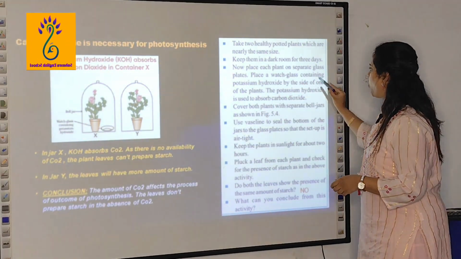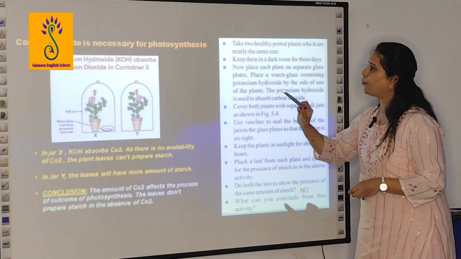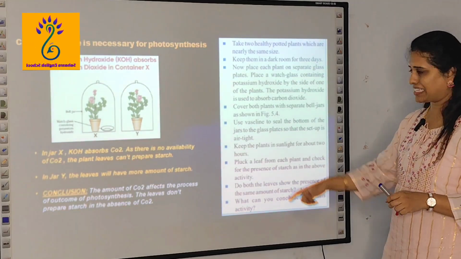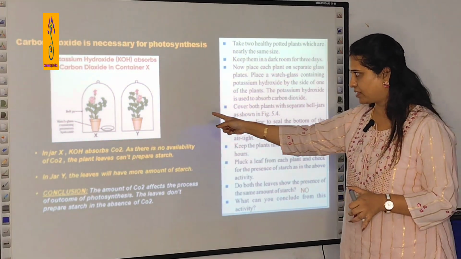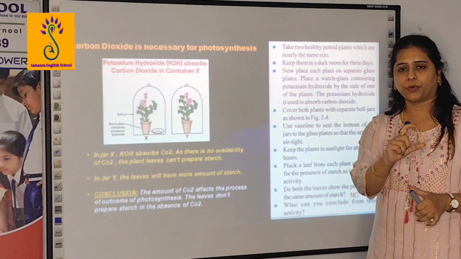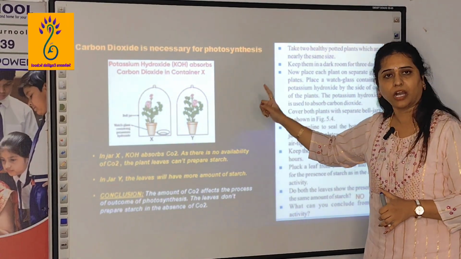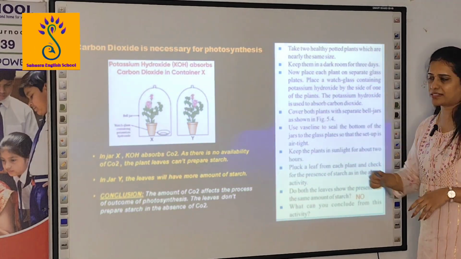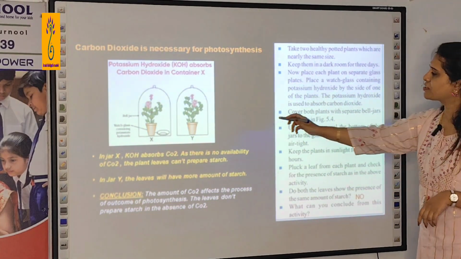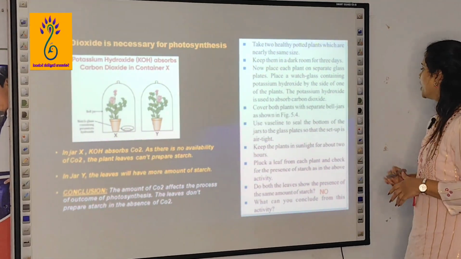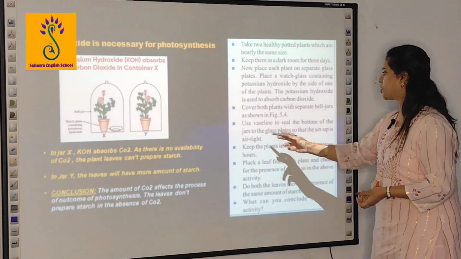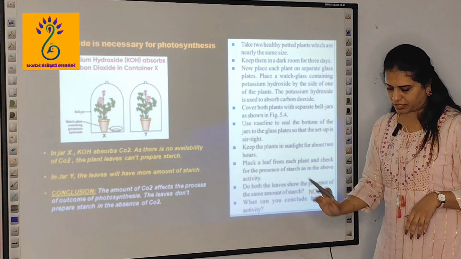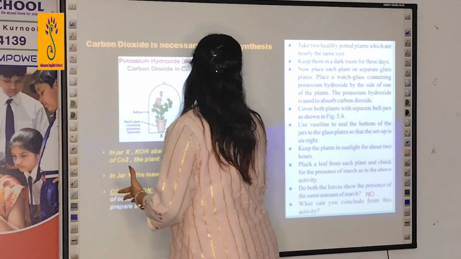Now place a watch glass containing potassium hydroxide. You can observe near pot X, there is a glass plate with potassium hydroxide. You are placing potassium hydroxide. Okay. Now cover both plants with bell jars. This is also called the bell jar experiment. Use Vaseline, as I told you, to seal the bottom of the jar so that it becomes airtight. Now keep these plants in sunlight for 2 hours.